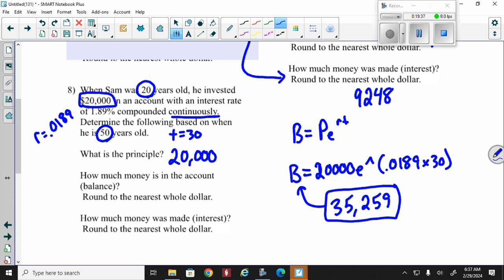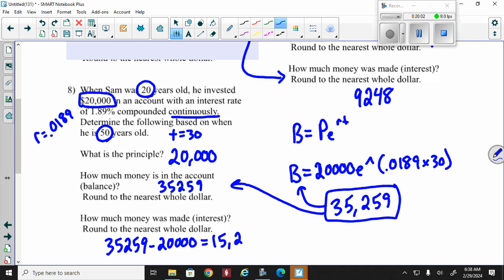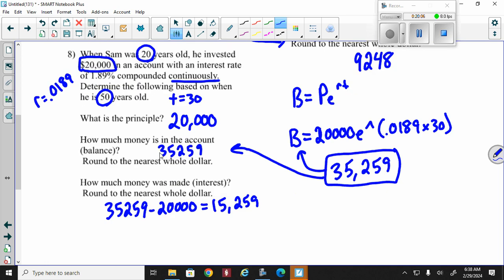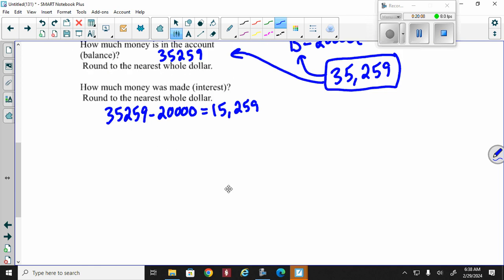Hey, look at that. My formula started with the B, so that means it's the balance. So 35,259. So that's how much money I have. All right. Now, again, think about it. I started with 20,000. I now have 35,000. How much money did I make? Well, a simple subtraction problem will give me the answer. So make sure you guys read carefully and get the correct answer. And you're subtracting correctly and not adding or anything. All right. So that's all the word problems.